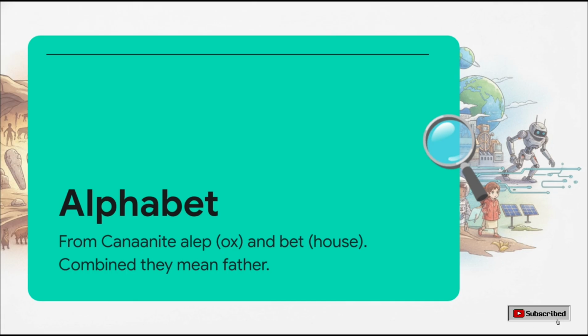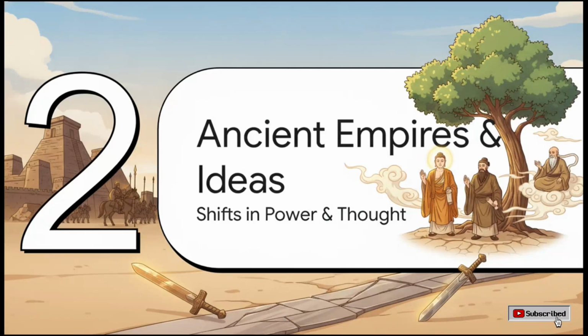Alphabet. It was such a genius idea that everyone copied it. It's the whole foundation for exactly how we read and write today. That brings us right to Section 2, Ancient Empires and Ideas. As the Bronze Age collapsed, a quiet revolution of thought just exploded globally.